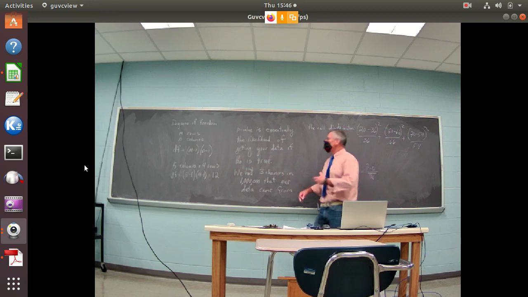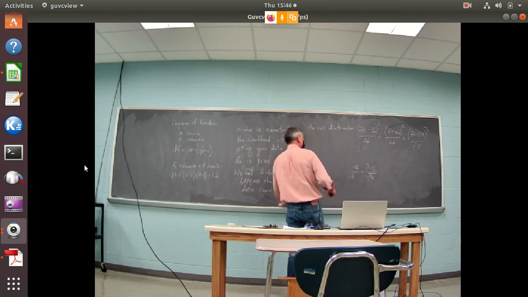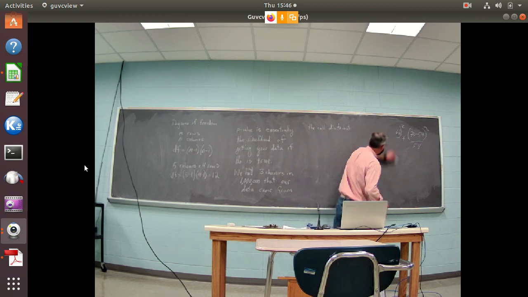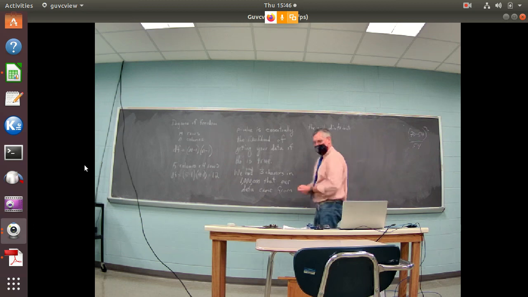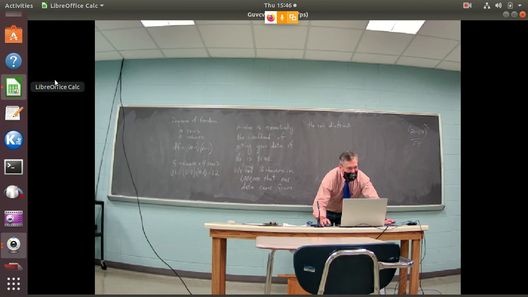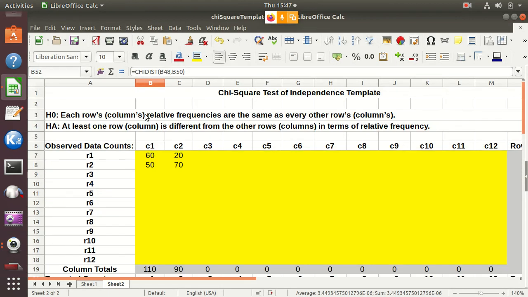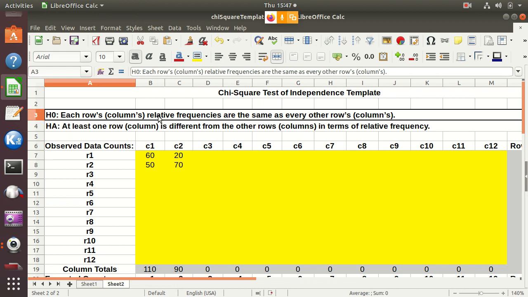And again, there are a few ways to talk about the null hypothesis. Let me go back to that template, because what I put in the template was that the null hypothesis is that each row's, or each column's, it doesn't matter which way you think of it, relative frequencies are the same. So if you go across one row and it goes 0.4, 0.6, then the null hypothesis says any row you look at would go 0.4, 0.6 as far as the proportion.